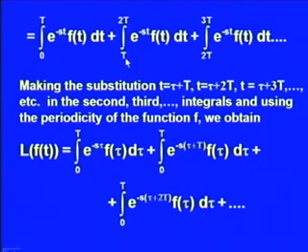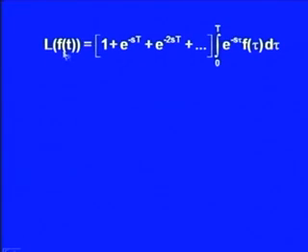The limits of integration, which are t and 2t, will change to 0 to t. Here they will become 0 and t, and in the integrand we will have e to the power minus s (tau plus 2t) into f tau d tau, again using periodicity. This way we shall then have L f t equal to (1 plus e to the power minus s t plus e to the power minus 2 s t and so on) multiplied by integral 0 to t e to the power minus s tau into f tau d tau.